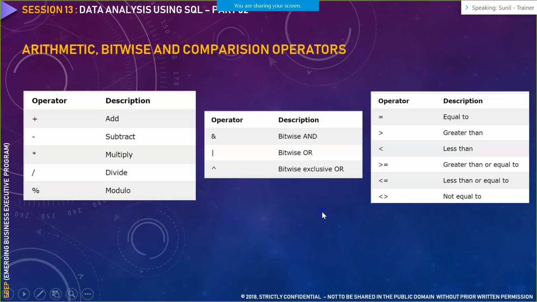Then there is something called SQL operators. If we want to do some addition, subtraction, multiplication, divide, or modulus, or if we want to find some information, for example shoes and apparel, or shoes or apparel, or exclusively something, or something is equal to this, something is greater than, something is less than, something is greater than or equal to, we would be using some of the operators. These operators are categorized as arithmetic operators, bitwise operators, and comparison operators. Depending on our situation, we would be using these operators.